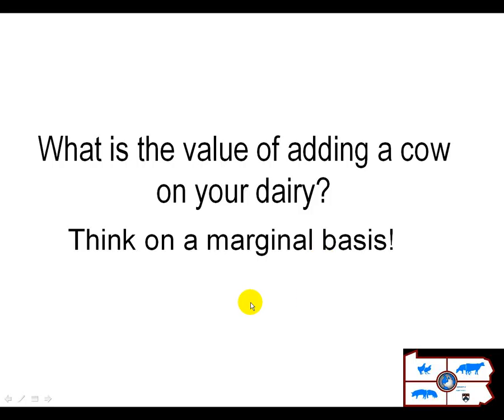Good morning. This analytic is to look at the value of adding a cow to your dairy herd and to demonstrate some concepts on marginal thinking. First of all, if you are thinking about getting a cow, you have to purchase or grow it. So there's an immediate outlay of cash, either in terms of daily payments for feeding the animal and managing it, or going out and outright buying it.